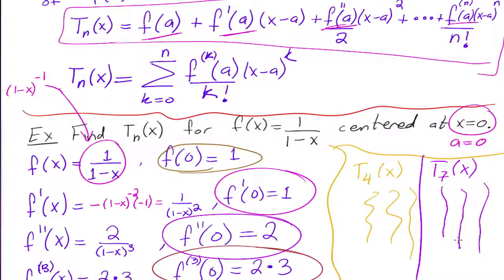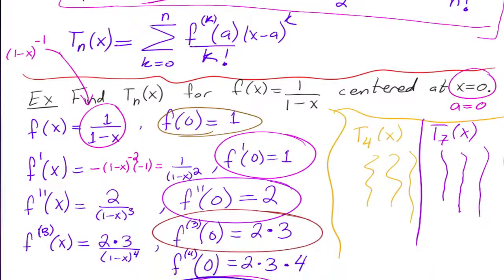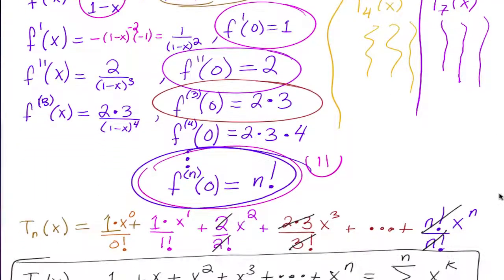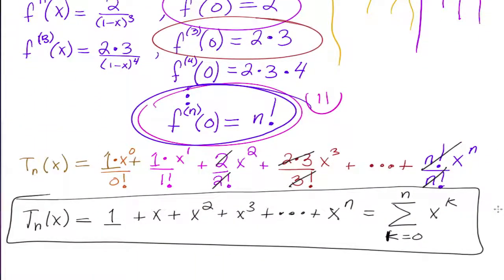So once you have this formula, which you found, for any n, if I want to write down, for example, T7 of x, the 7th degree Taylor polynomial, and you have that formula, what does it equal? Do you have to do all the derivative stuff? No, right? You can just write it down. What would it be?